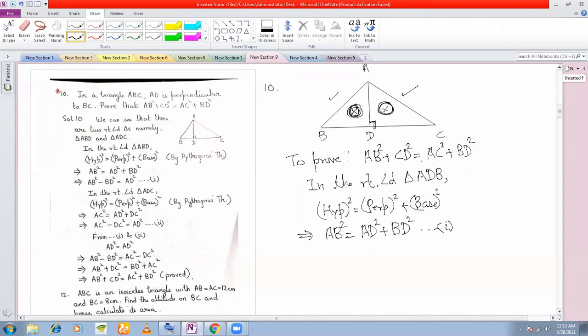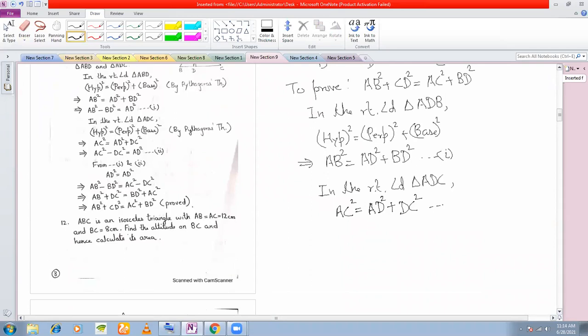Right? So in triangle ADC, in the right angled triangle ADC, which one is the hypotenuse? AC square is equal to AD square plus DC square, isn't it? Let's call this number 2.